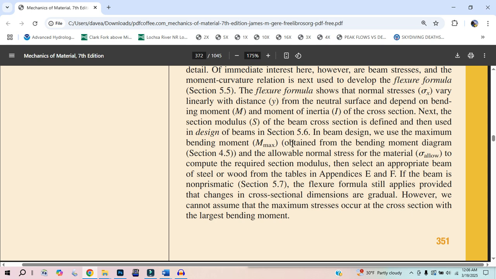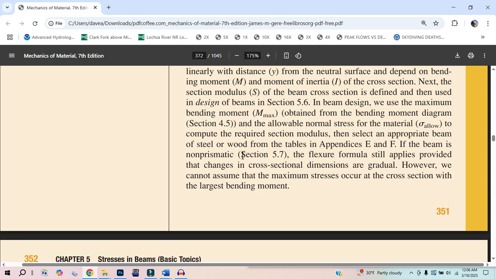So we had that max moment at the wall. Obtain the bending moment diagrams, using just those. And this material mechanics goes over that. I guess statics does in a way, but material mechanics really goes over all those diagrams. And the allowable normal stress for the material, sigma allowed, to compute the required. So in beam design, we use the maximum bending moment obtained from the bending moment diagram and the allowable normal stress for the material. Yeah, so there you go.